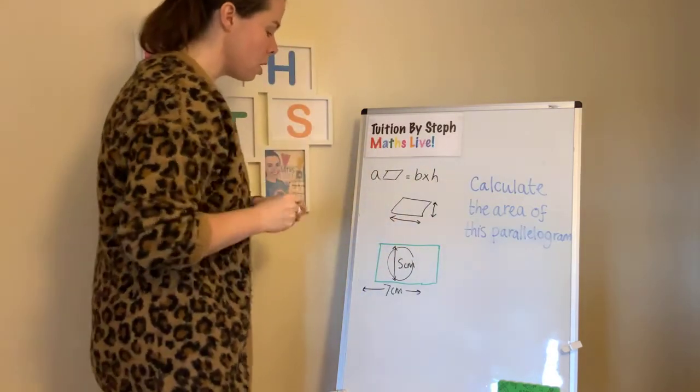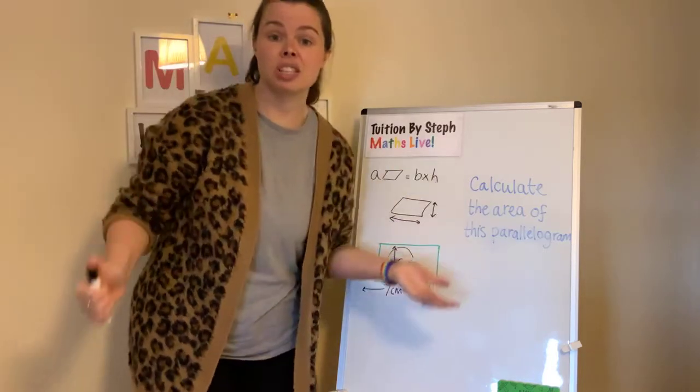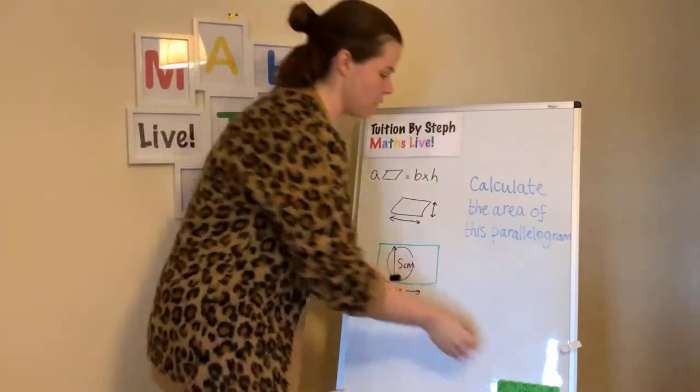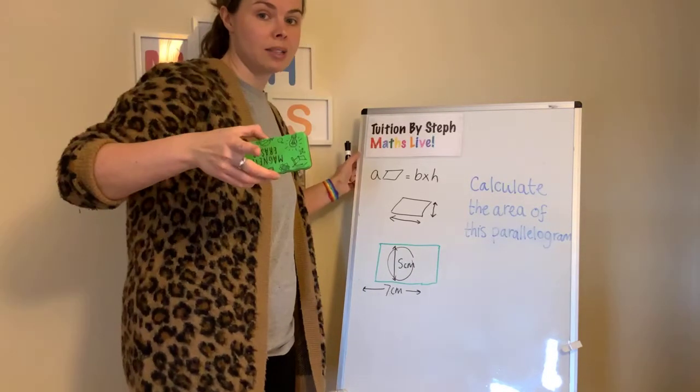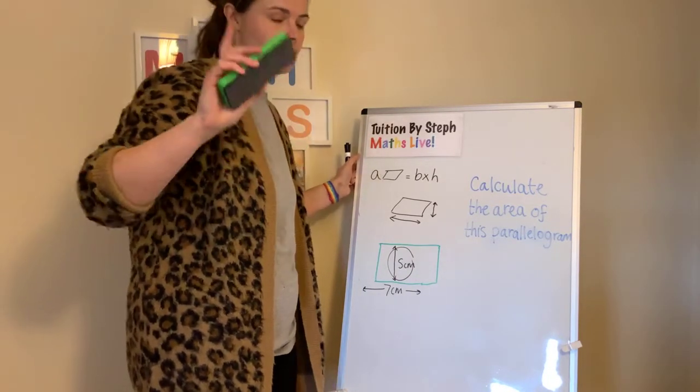So for this one, we do 5 times 7, which is 35. So the area of this parallelogram is 35 centimetres squared. Don't forget, area, centimetres squared.